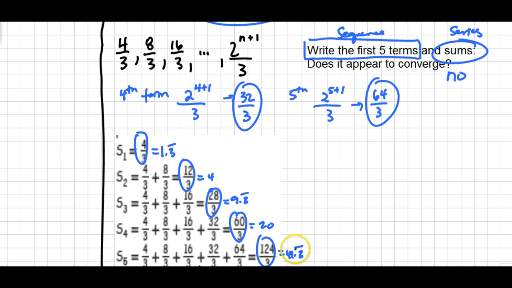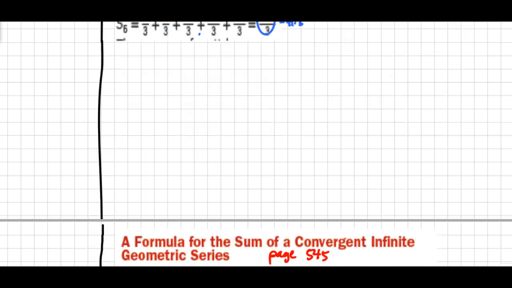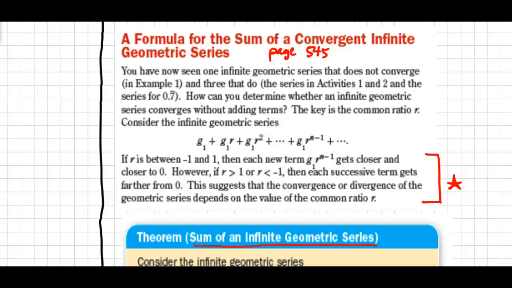Most mathematicians don't like this method because it doesn't really seem like it's very mathematical. All you're doing is calculating, and then you're just kind of using your gut instinct. These numbers seem to grow, so we're just going to say no. So there's got to be a better way. And there is. The book explains on page 545 that when you're working with a convergent infinite geometric series, there's a way to tell from the formula.